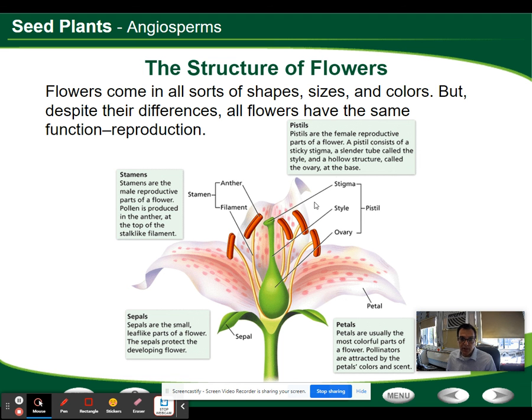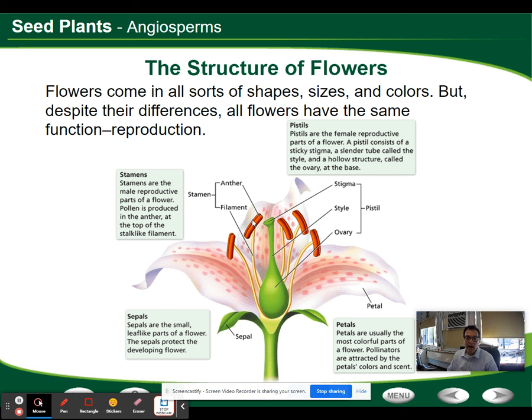In order for reproduction to happen, the first thing that has to happen is pollination. So all of these male reproductive structures, and this one has 5 of them, are made up of 2 parts, an anther and a filament. The anther is where the male sex cell, the sperm, are produced. And the sperm is encapsulated in a structure called pollen.